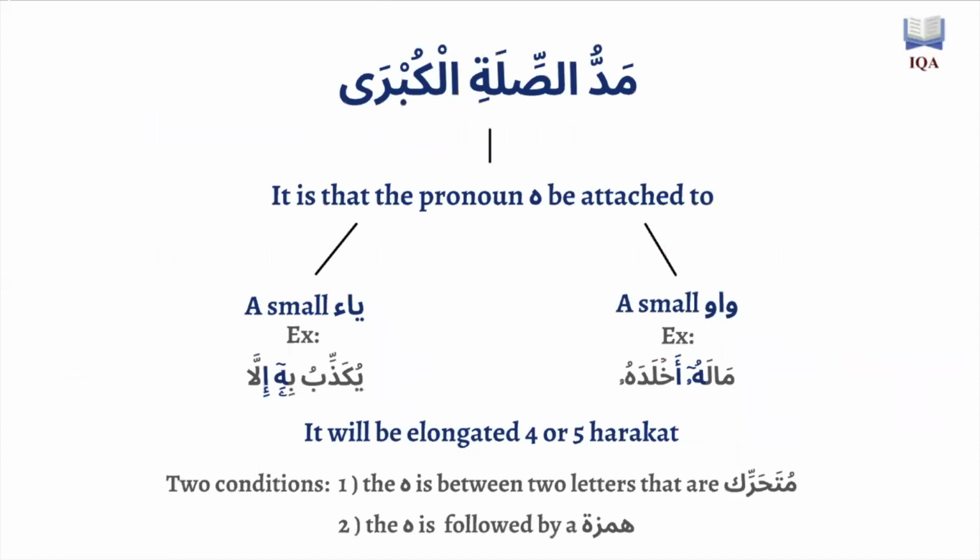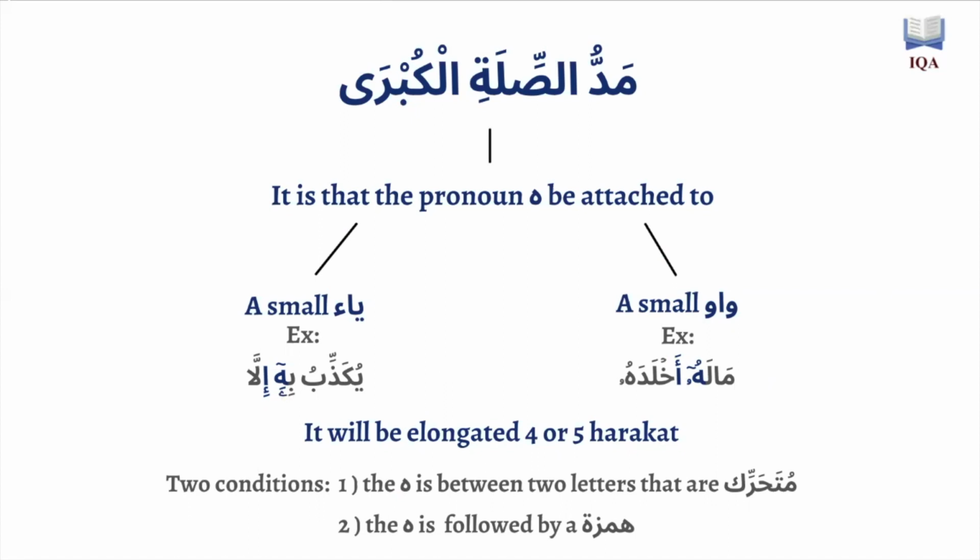Madd al-Silat al-Kubra is a sister of Madd al-Silat al-Sughra, which we covered in part 1. And inshallah, the correlation between the two of them will make sense here. So Madd al-Silat al-Kubra is when the pronoun hu or he is attached to a small ya or a small waw. Okay, so for example, here we have a hu, and it's attached to a small little waw here, right? So you have malahu akhlada. Here we have a he, and it's attached to a small ya. It doesn't look like a ya, but that is a ya right there. So you're going to say yukadhdhibu bihi illa.